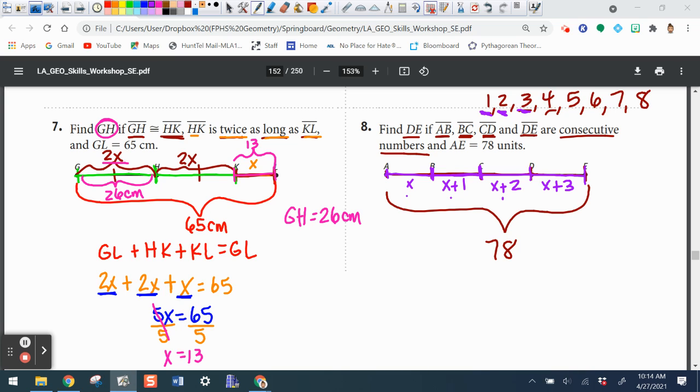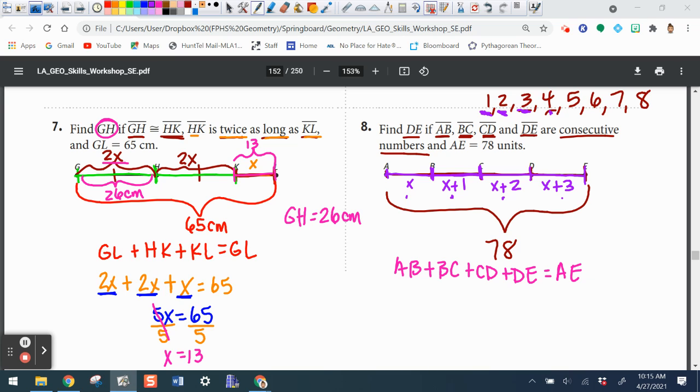Again, if x is 1, 1 plus 1 is 2, that'd be BC. 1 plus 2 is 3, which would be CD. And 1 plus 3 would be 4, which is DE. And so that's why we establish x, x plus 1, x plus 2, and x plus 3. Now we're going to write our formal equation. So AB plus BC plus CD plus DE all add to equal the total length of our largest segment, AE. This is the segment addition postulate.